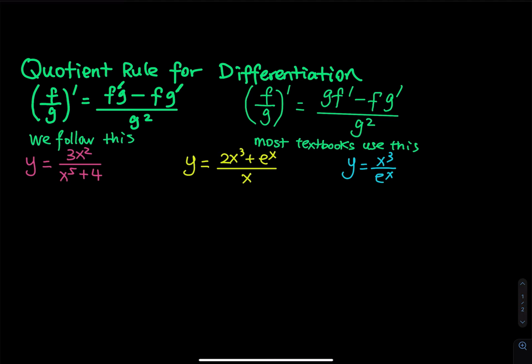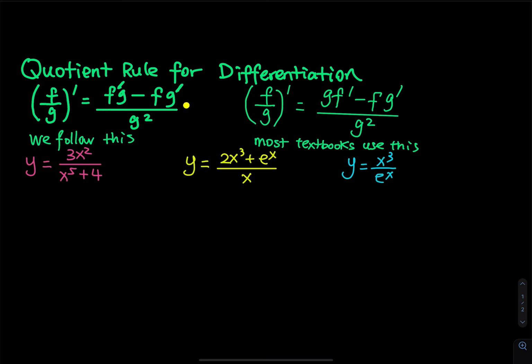Quotient rule for differentiation. The quotient rule says if you have two functions, f divided by g, and you take the derivative of that, it is equal to f prime g minus fg prime, divided by g squared. We will follow this formula in this video and the next couple of videos, because I have used about 6 or 7 textbooks and most of them use this. For f divided by g, most textbooks use gf prime minus fg prime divided by g squared. All right, so we will follow this.